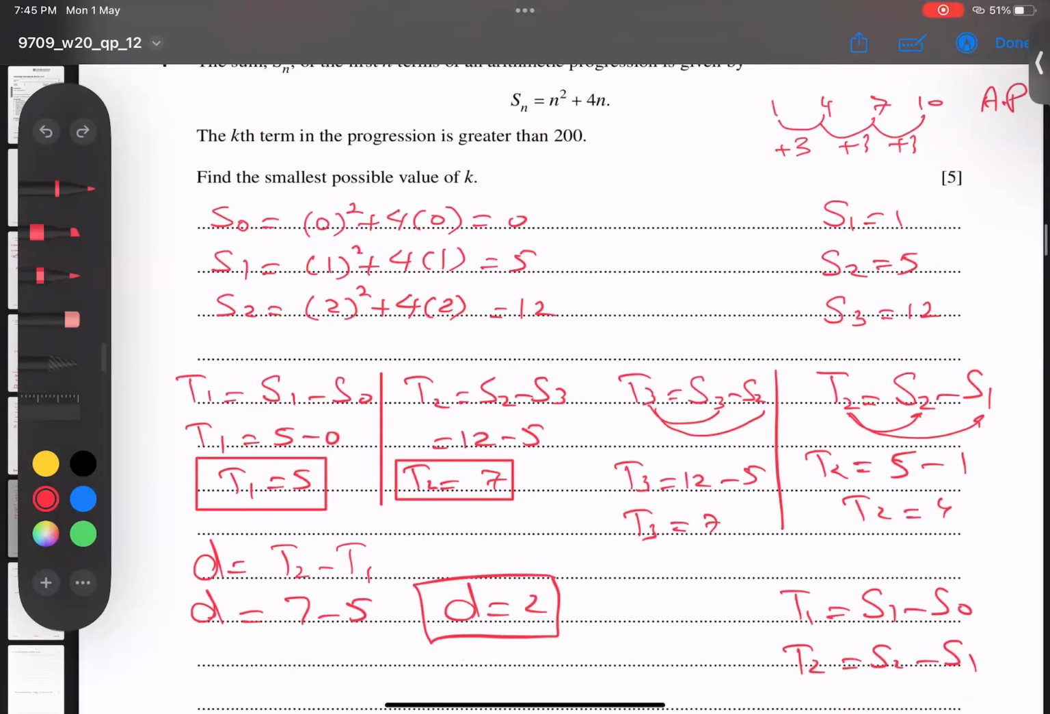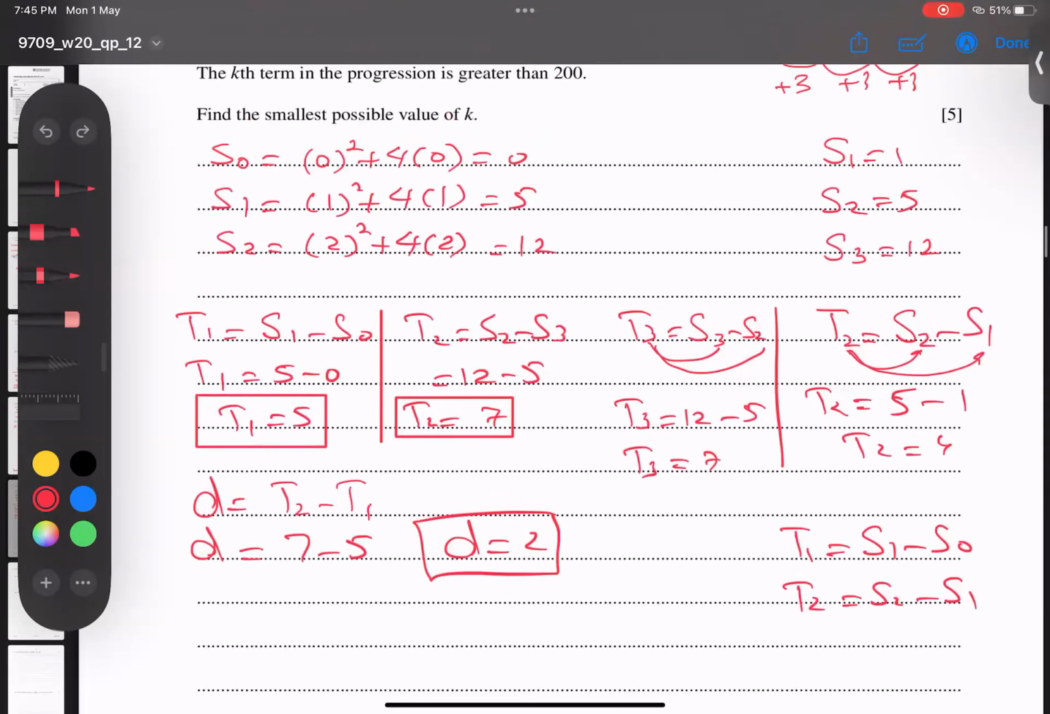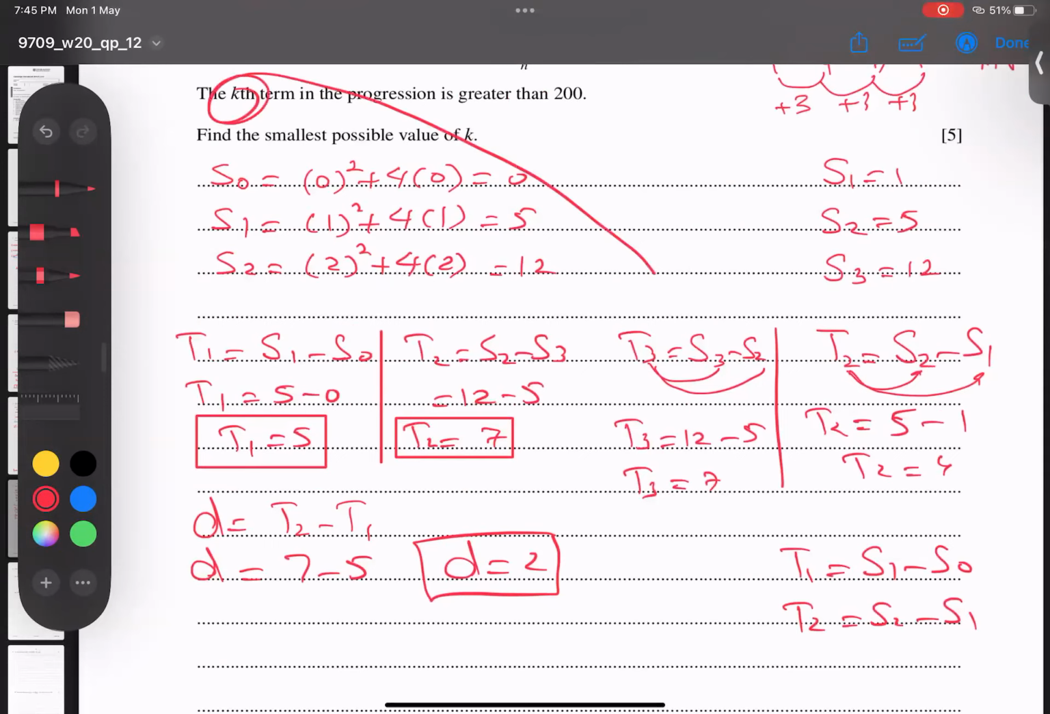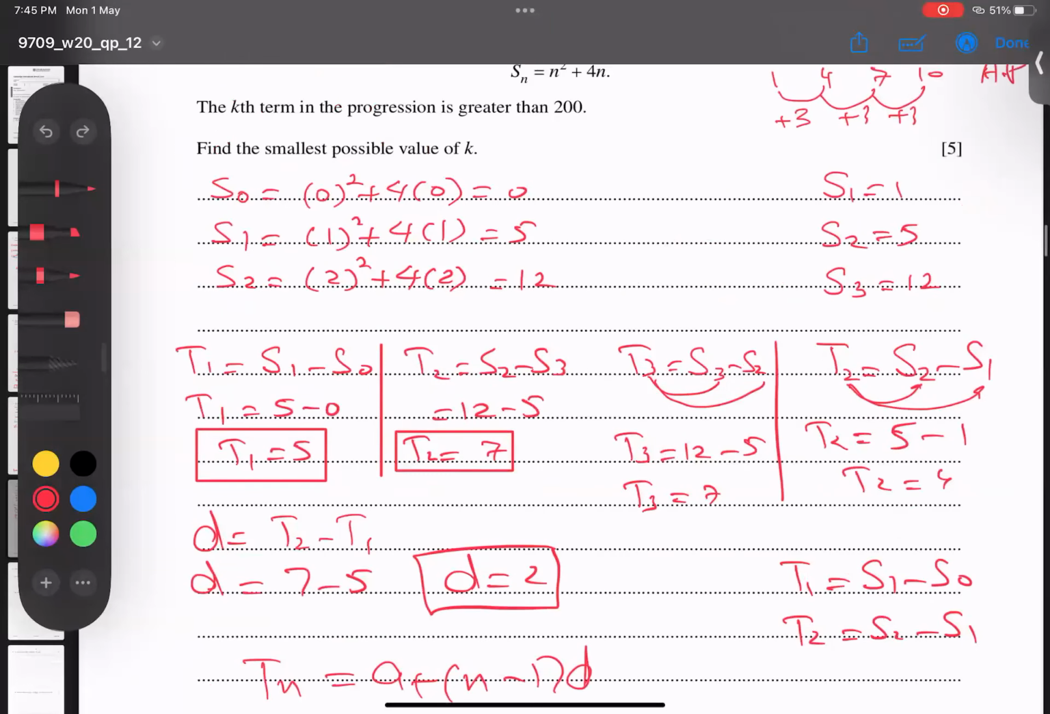What is the formula we have? Find out the smallest value of k. So I think we can approach easily with the term formula. What is the term formula? Because he talks about the term, not the sum. Make sure. So the term formula for an arithmetic progression is Tn equals a plus n minus 1 into d. This is the formula for the term. According to the question, he said the kth term.